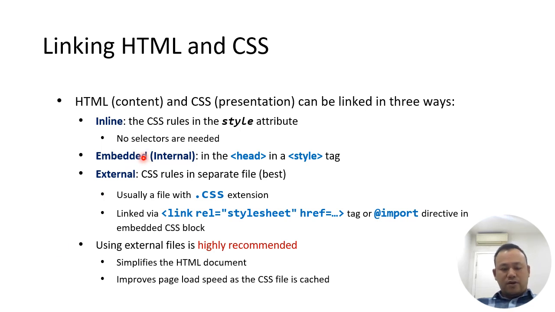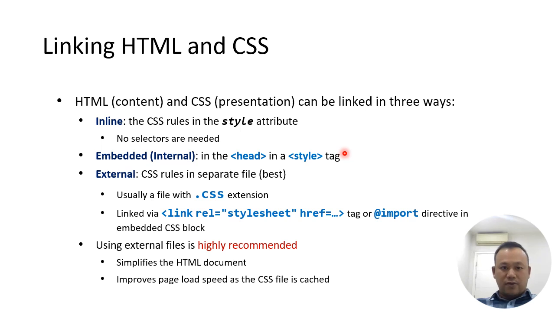First, we talk about the link between HTML and CSS. CSS and HTML can be connected in three ways: inline, embedded, and external. For inline, the CSS rules are set in the style attribute and no selectors are needed. For the embedded or internal way, we use a style tag in the head tag.